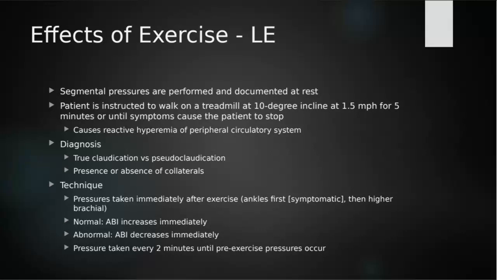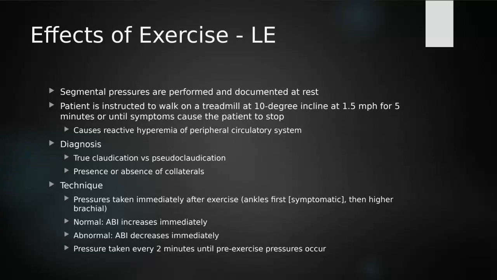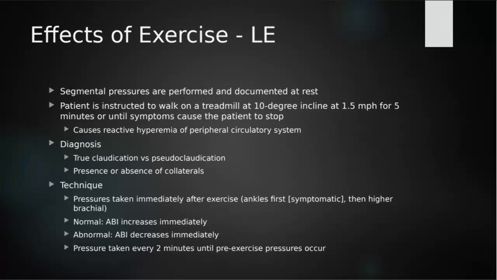Like, so when we learned about claudication versus pseudoclaudication, one is going to be indicated with neuropathy or arthritis or orthopedic conditions, whereas the other is going to be basically a true arterial obstruction that is occurring. So it's going to have this reaction on the entire peripheral vascular system while we're exercising. So we're not going to be able to miss that.